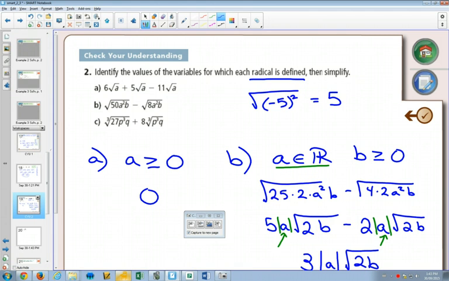If a was a negative 3, negative 3 squared would be positive 9. And a 3 would come out, not a negative 3. So we just show that by putting absolute value bars there.